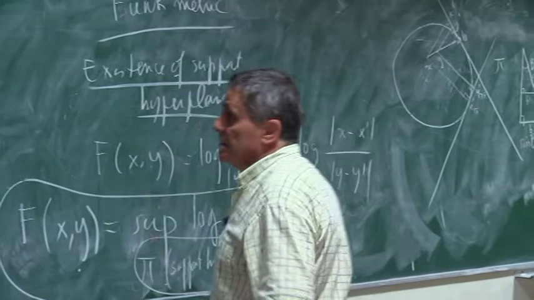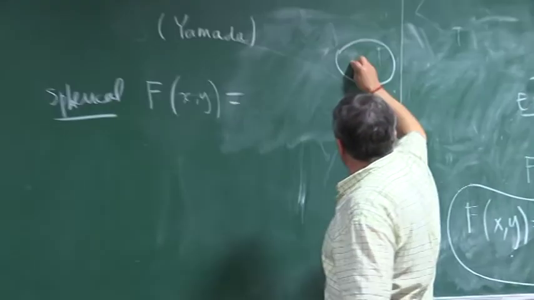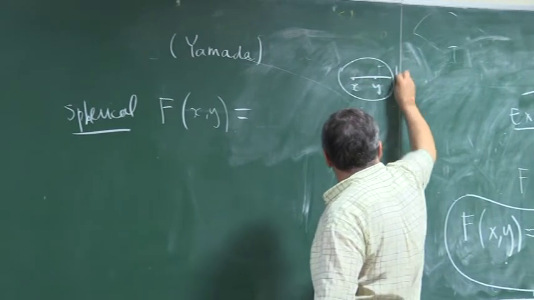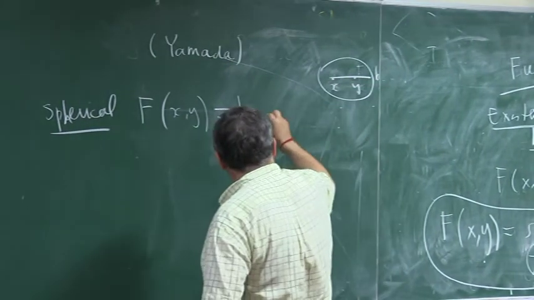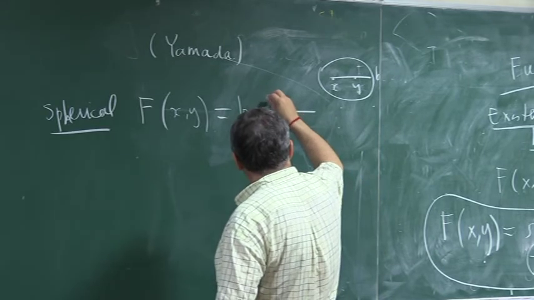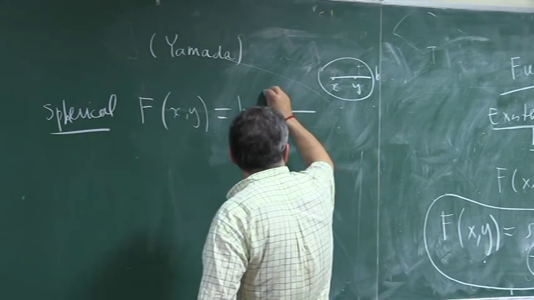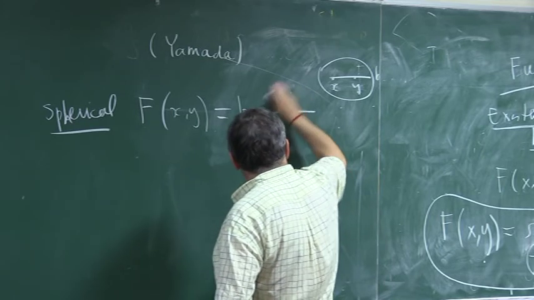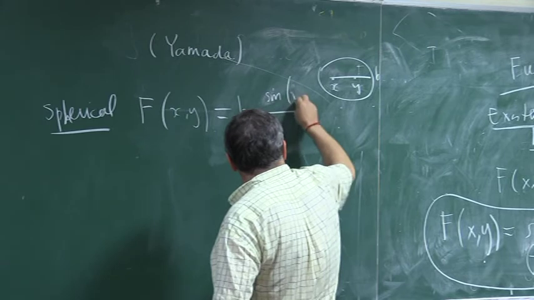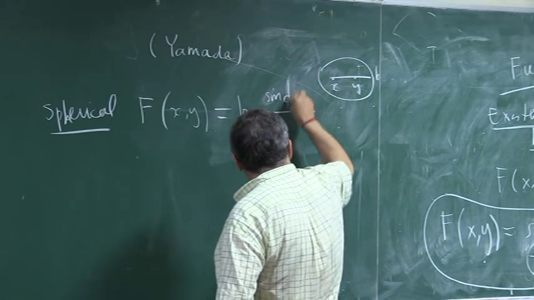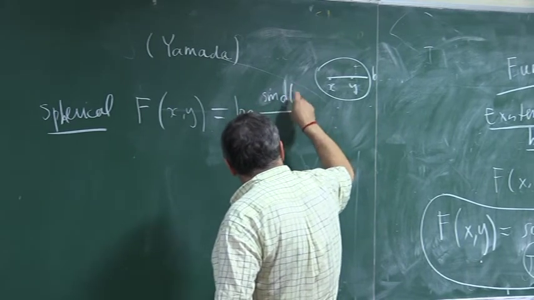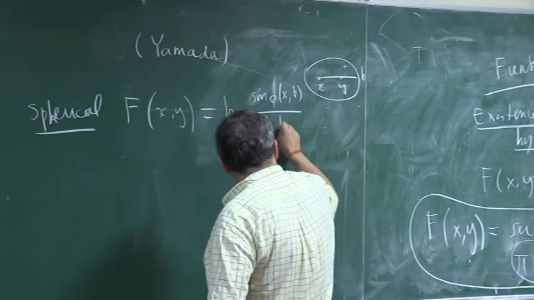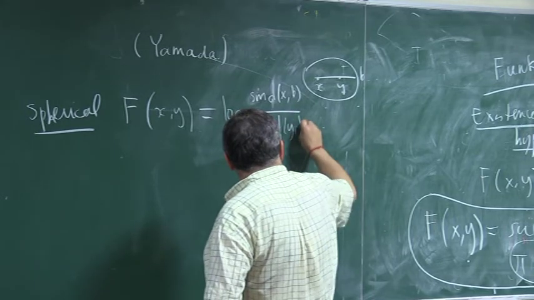You take a convex set in the sphere. You have x and y, and this point B. So this is the logarithm of, here first I have to put sine of the spherical distance between x and B divided by the sine of the spherical distance between y and B.